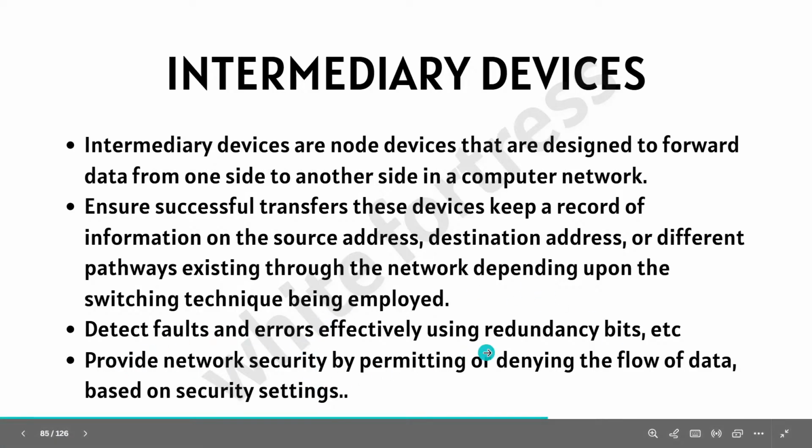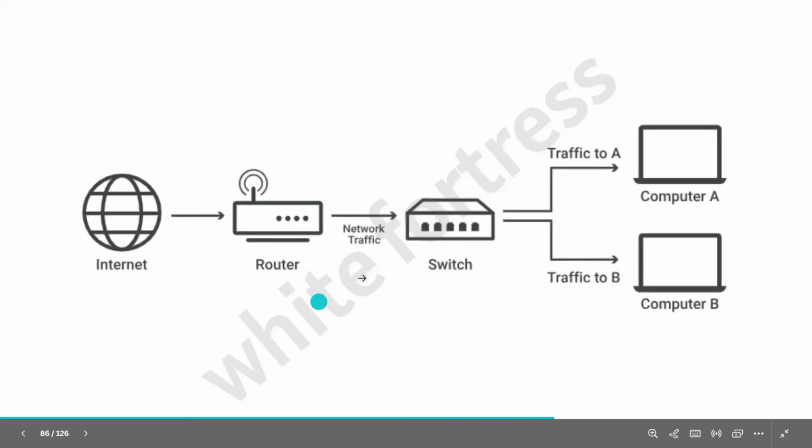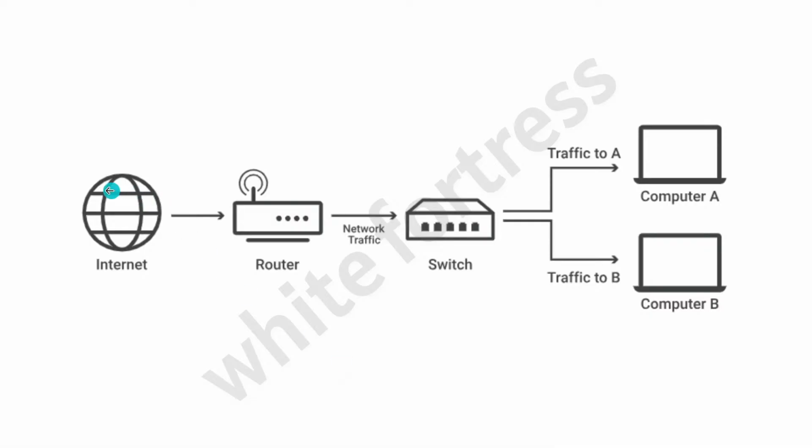They also provide network security by permitting or denying. In intermediate devices, we have got firewalls as well. For example, if some device on the internet wants to send traffic to device A, and there is a firewall, suppose this is not a switch, this is a firewall, just for an example. It has got some rules and regulations. The firewall has some predefined rules, or we can also set rules in the firewall.